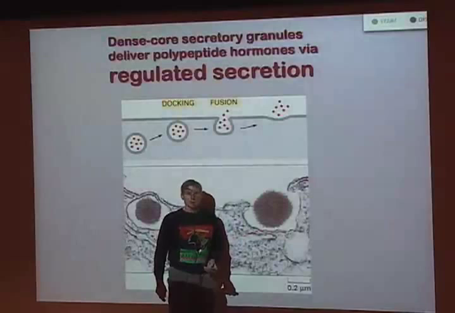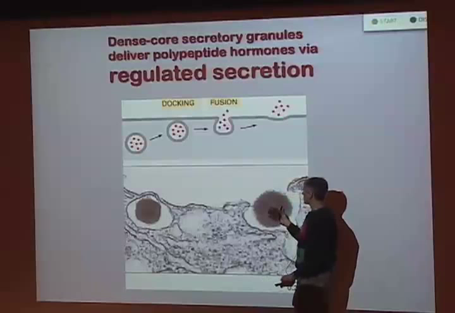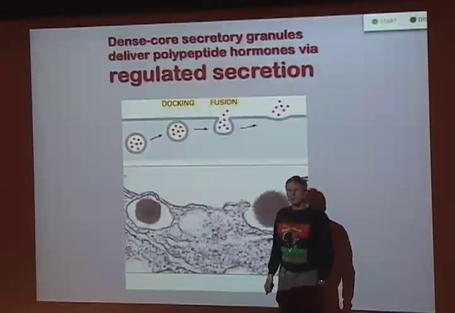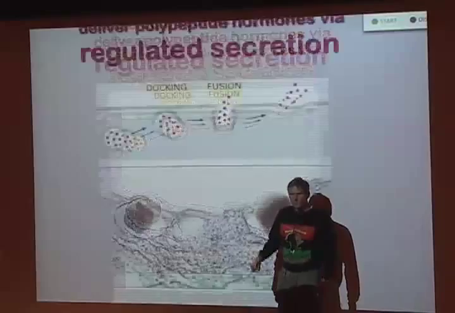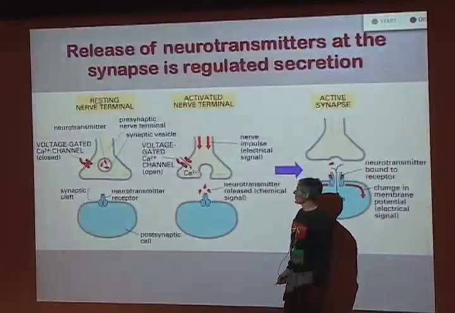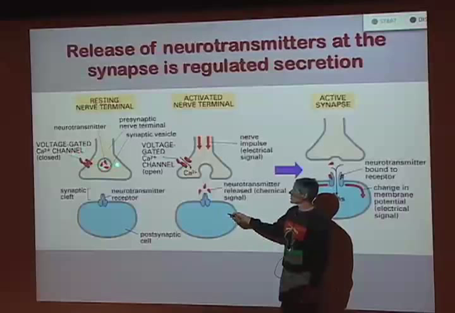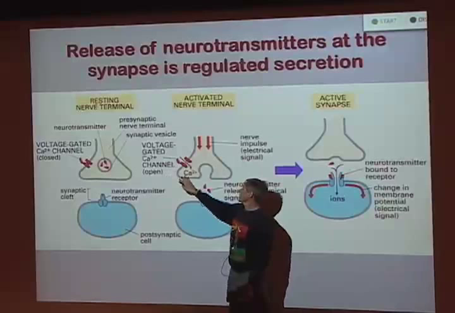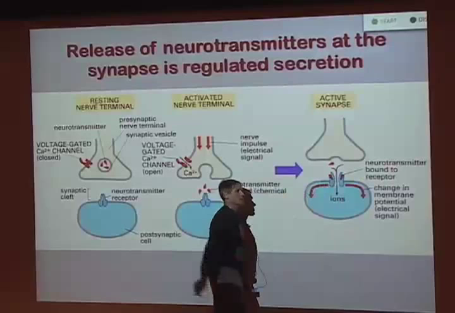These polypeptide hormones are stored in dense core secretory vesicles. And here's what they look like just before and just after fusion. So that's regulated secretion. I've talked about the action potential and neurotransmitters. That's another example of regulated secretion. Neurotransmitters are stored in synaptic vesicles. In this case, the membrane depolarization drives voltage-gated calcium channels to let the calcium in, which causes fusion. The neurotransmitter is released, and the neurotransmitter interacts with the cell.